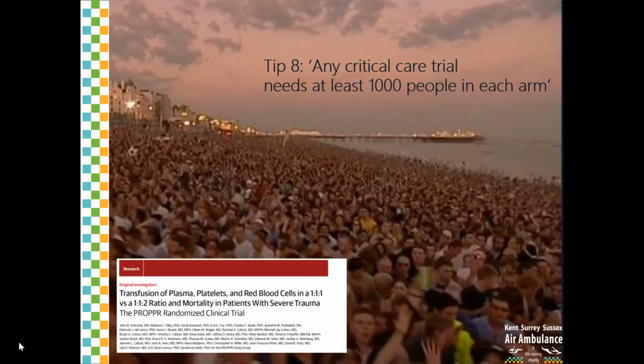That's the PROPPR trial. This is the trial from 2015 that looked at two high-ratio blood transfusion strategies in trauma patients who are likely to need a massive transfusion. They enrolled about 340 people in each arm, so it fails my tip 8, where I think this is a critical care type trial and they should have had 1,000 people in either arm. That was because they were looking for a 10% mortality drop between the arms. They based that on work that had gone on beforehand, the observational data I alluded to earlier, and that's fine.